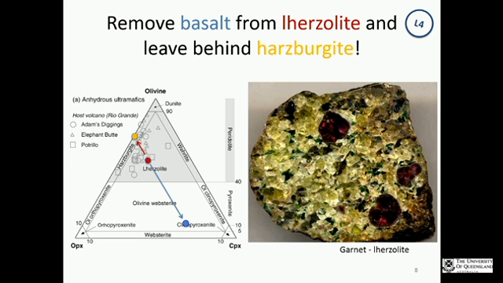So this was the answer to the question. If we remove blue basalt from red lherzolite, we end up with a residue which is called harzburgite. If we continue melting and remove all the OPX as well, we will end up having a dunite, which is up here.